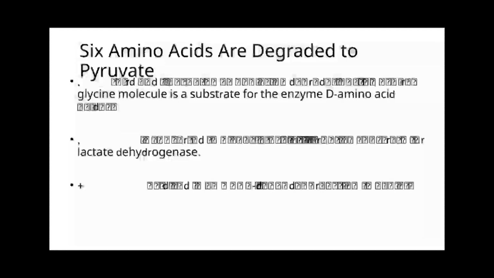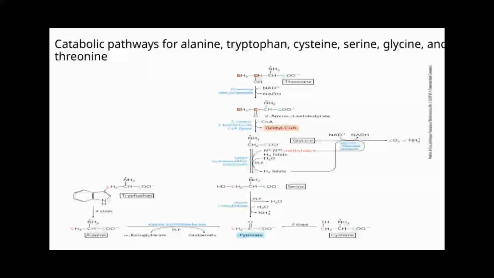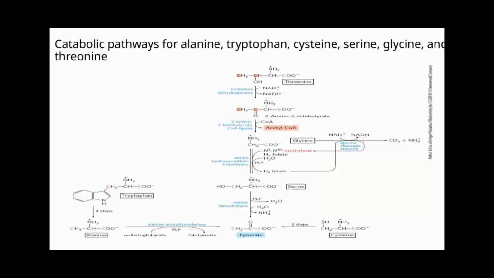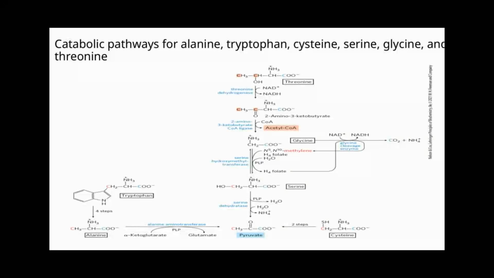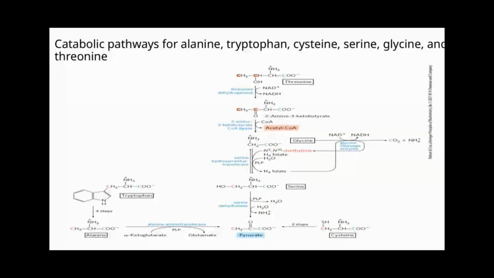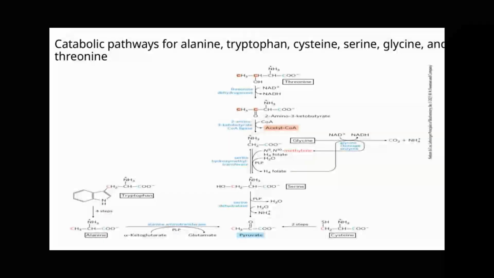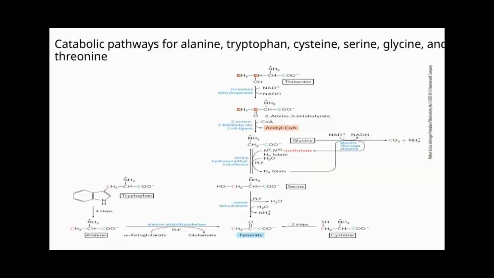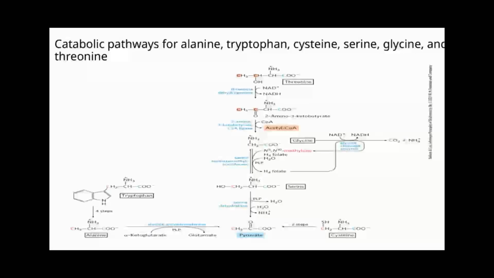Let's take a closer look at the catabolic pathways for some of these amino acids: alanine, tryptophan, cysteine, serine, glycine, and threonine. These pathways are essential because they show us how our body breaks down amino acids to produce energy or other metabolites. For example, alanine is involved in the glucose-alanine cycle, which helps in maintaining blood sugar levels during fasting.